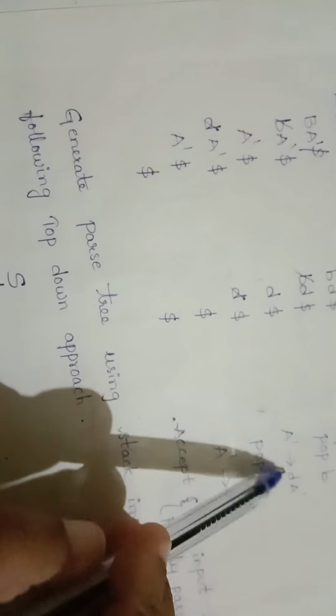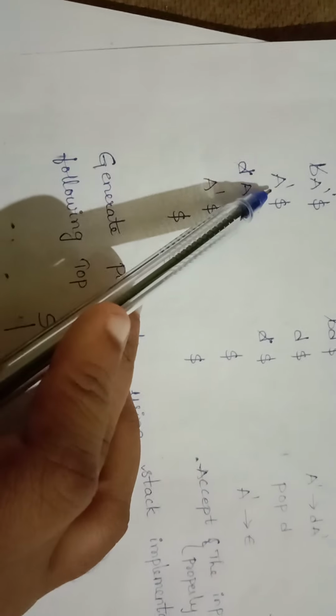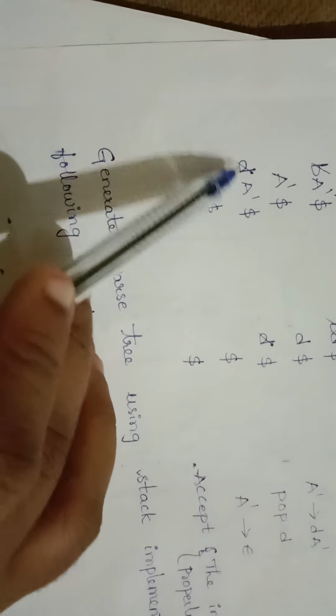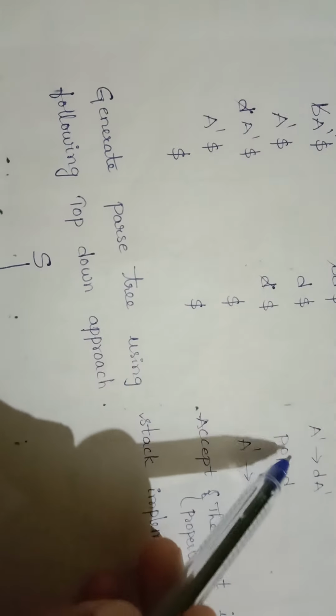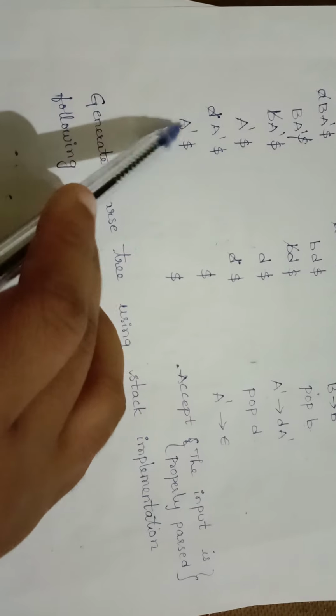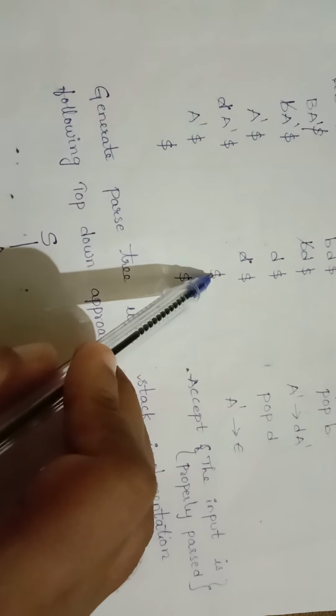So A dash on D. So check here. A dash on D. The production is A dash tends to D A dash. So right here in place of A dash, you need to substitute it with D A dash. And here write the input string D dollar. So we have the same symbols D and D. So we are doing the pop operation, pop D. So the remaining symbols are A dash dollar. So here the input string is dollar.